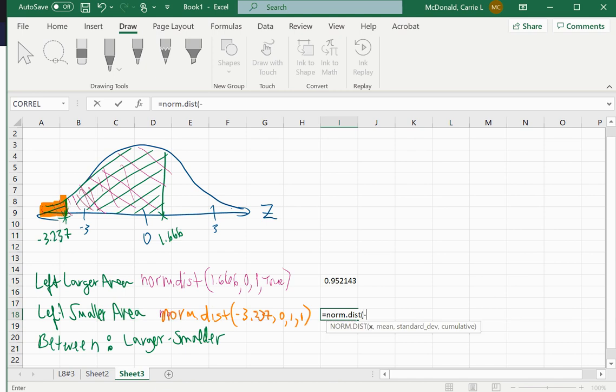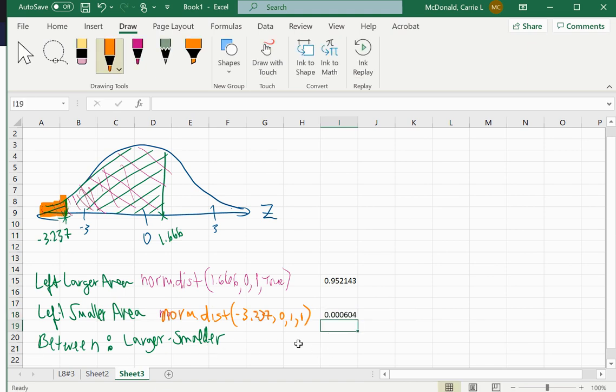So I have -3.237, mean of 0, standard deviation of 1, and we'll use 1 to choose true. All right, now we find the between area, where we just subtract the larger region minus the smaller tail, and this should be our answer here.